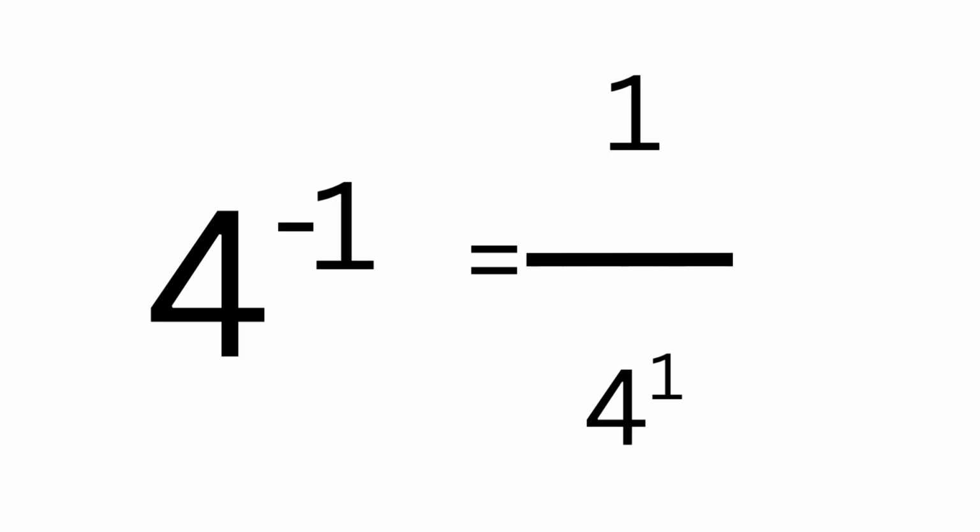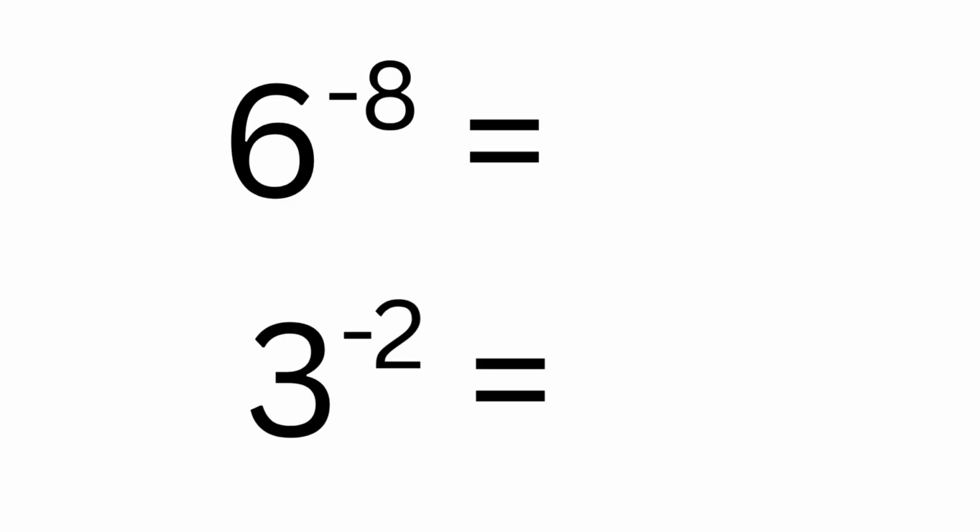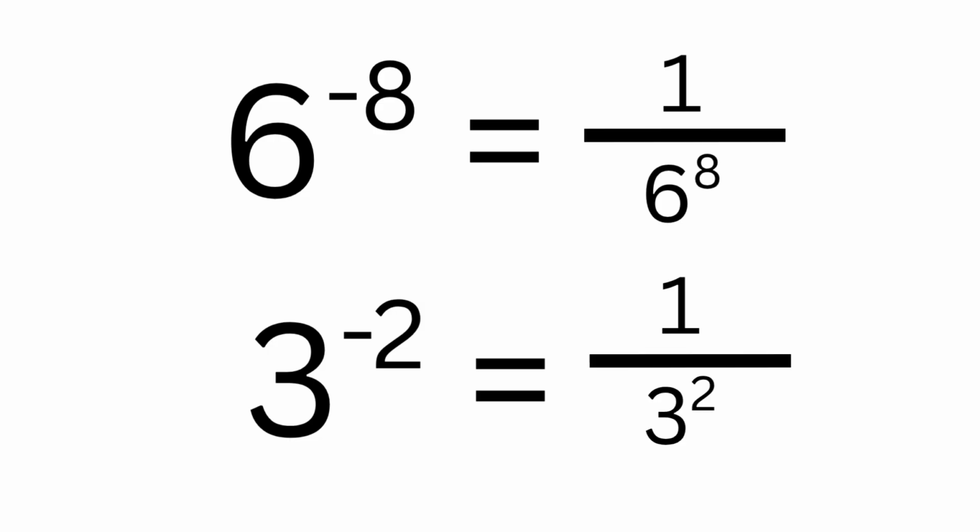So let's try to make that easier to understand. For example, in this case, 4 to the power of negative 1 is equal to 1 divided by 4 to the power of 1. Similarly, 5 to the power of negative 3 equals 1 over 5 to the power of 3. All right, once again, pause here and try these out on your own. All good? All right, let's get it. So, pretty simple, right? So 6 to the power of negative 8 equals 1 over 6 to the power of 8. And then 3 to the power of negative 2 equals 1 over 3 squared.